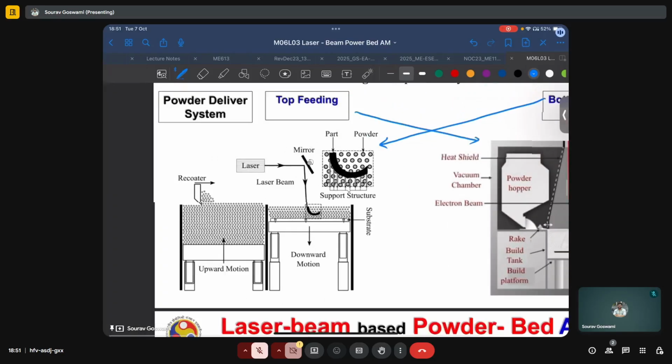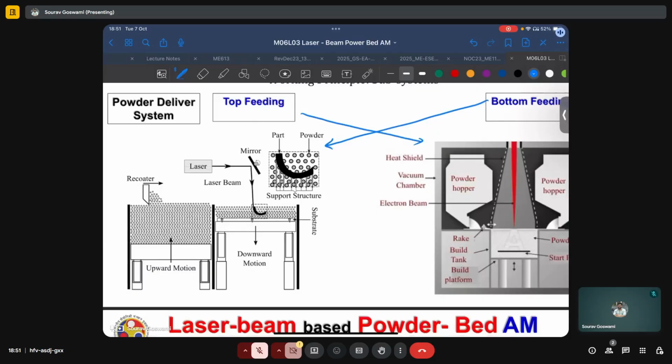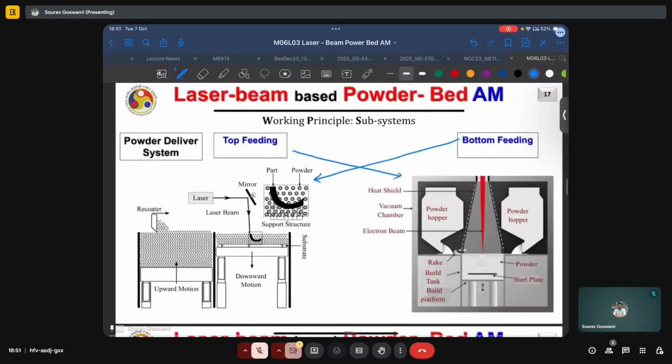Whereas in the case of bottom feeding, the powder is available from this reservoir, which raises each time to deliver a specified or pre-calculated quantity of powder ahead of the recoater blade. And the recoater blade then transfers this powder onto the printing region, spreading it out into a single uniform compact layer of desirable thickness.